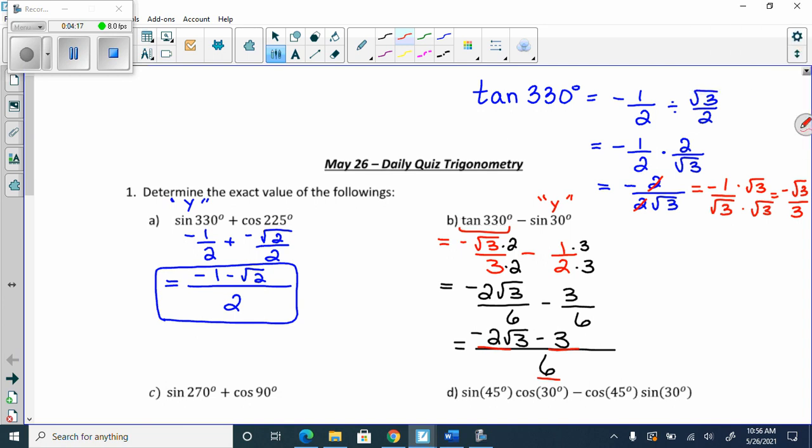Now, you could do this. Try it out. Type tan 330. Make sure you're in degree mode. Type tan 330 minus sine 30 into your calculator. So go tan 330 degrees minus sine 30 degrees.